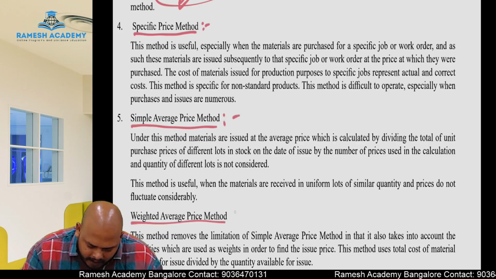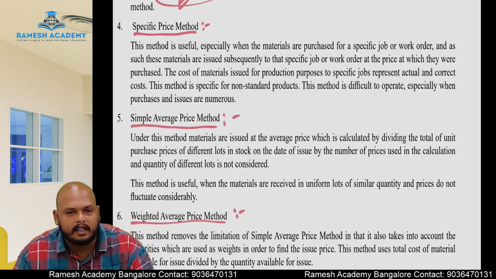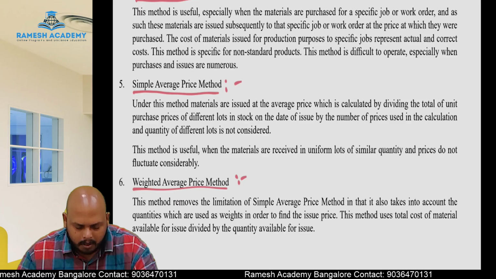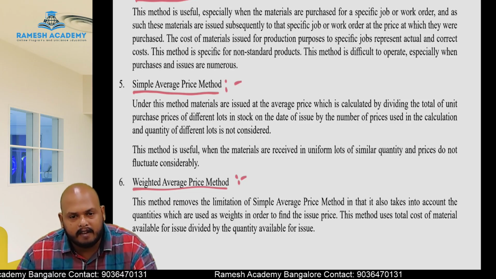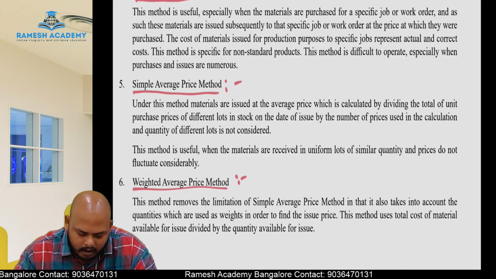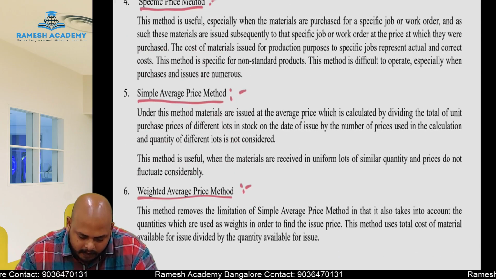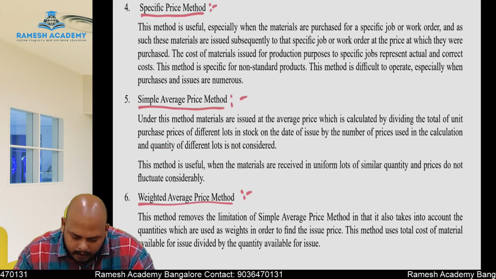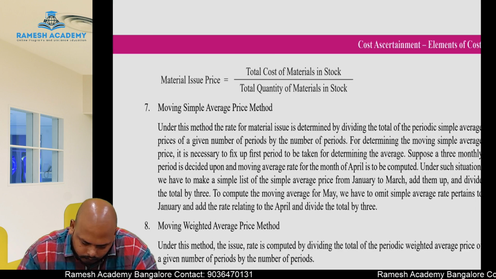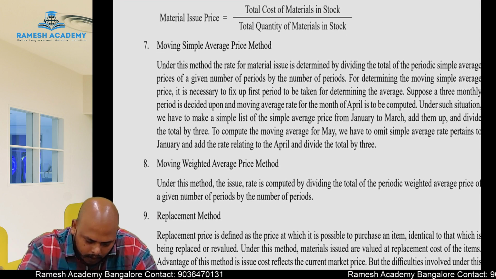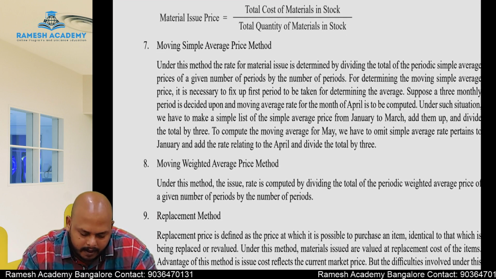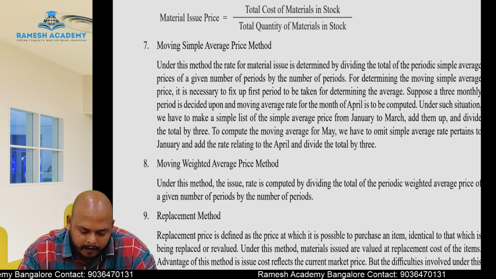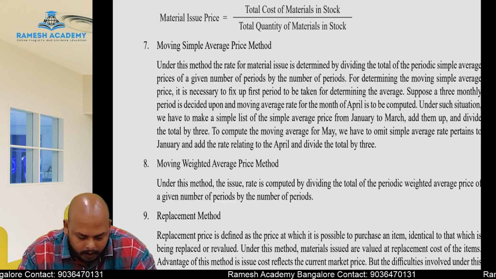Simple average, weighted average. Simple average is nothing but, without assigning weights, we will calculate the average price based on all the issues. Weighted average is nothing but we will take the weights into consideration and calculate the average price. Compared to the simple average, the weighted average method is a little bit complicated. They gave the formula to calculate weighted average price: material issue price is equal to total cost divided by total quantity. That is the formula.